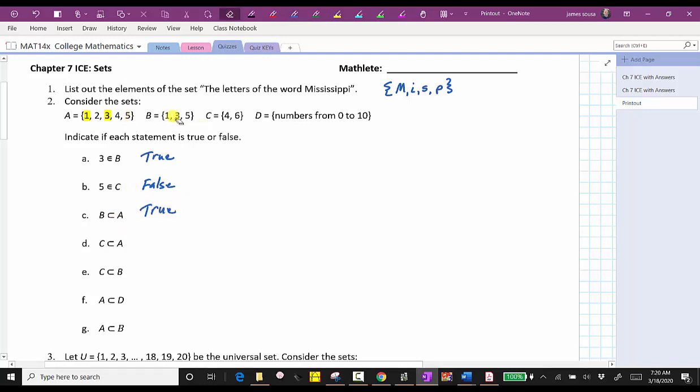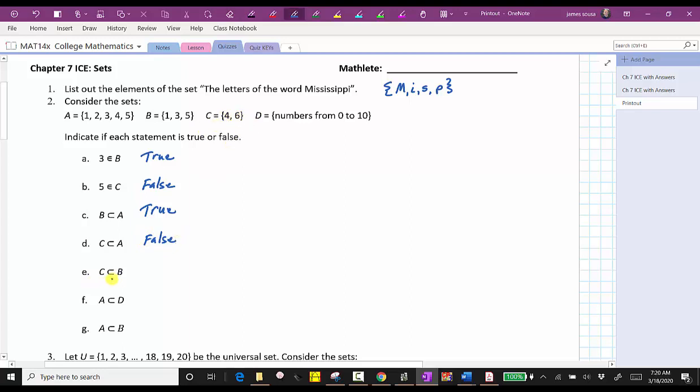Next, we want to determine if C is a proper subset of A. Well, C contains the elements of 4 and 6, but notice A, it does contain the element of 4, but not the element of 6, and therefore C is not a proper subset of A, and therefore D is false.